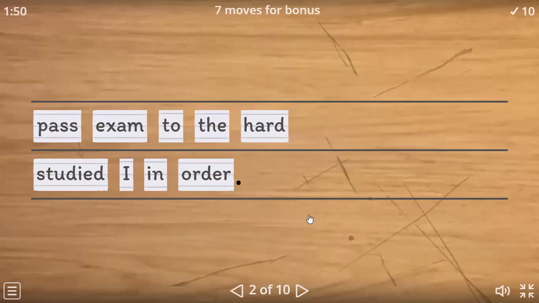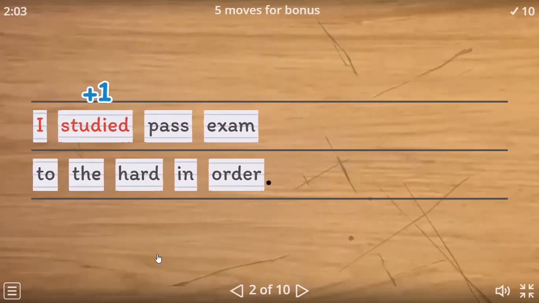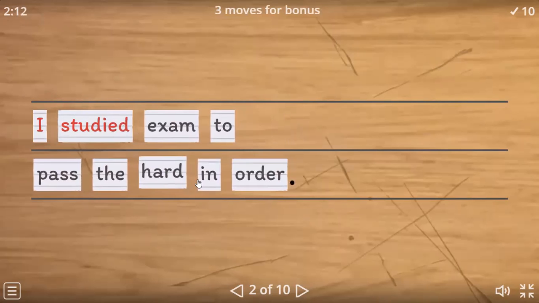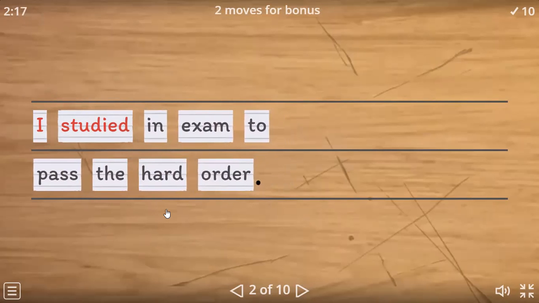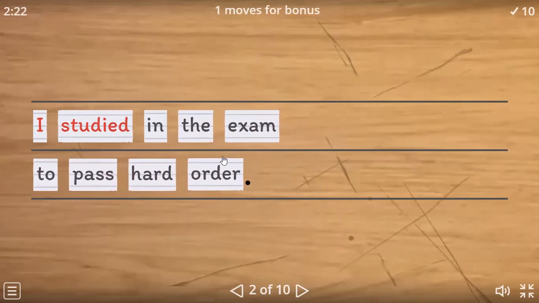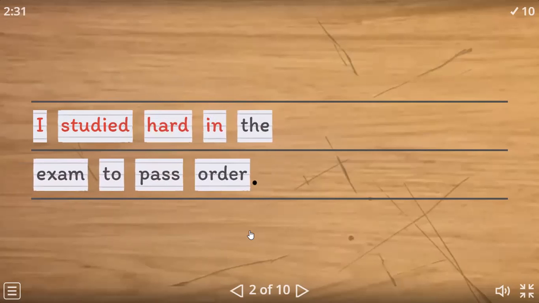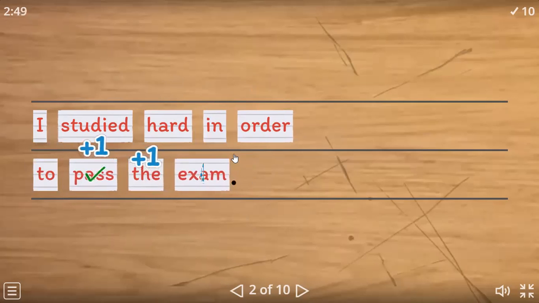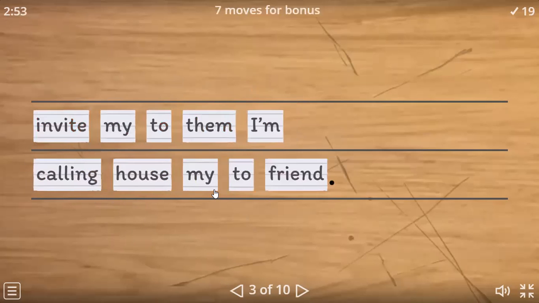Aquí, what will be? I study. Okay. Tú. Ajá, very good. Thanks. The exam. No, in. The study, the exam. I study hard, I guess. Okay. I study hard. In order to pass the exam. Exactly, in order to pass the exam. Very good. Awesome. Let's go next one.